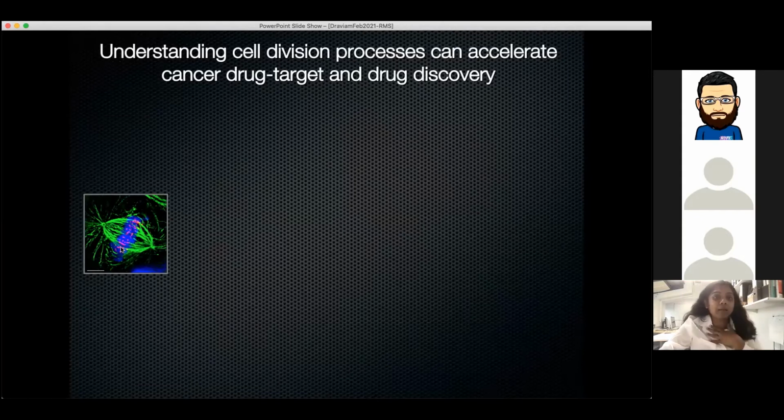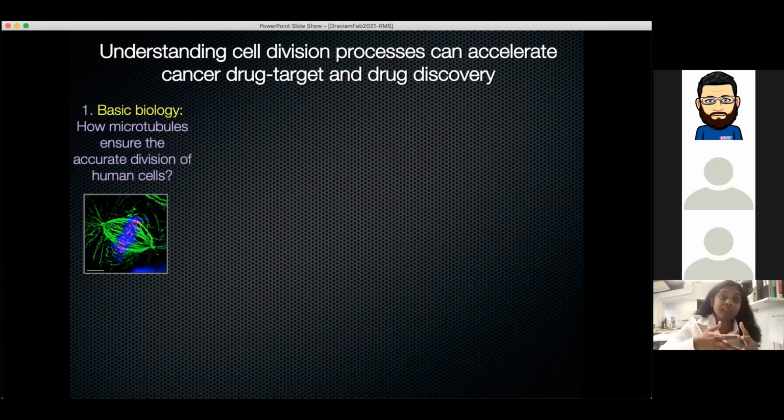So what my lab and what my research has been all about is, what is the composition of that platform? How does that platform help in capturing chromosomes, capturing microtubules, so that chromosomes and microtubules can be attached? And what happens if there are errors in the process? Now, that's not what my talk is going to be about, although it's an important part of basic biology, where we aim to understand how microtubules ensure the accurate division of human cells.